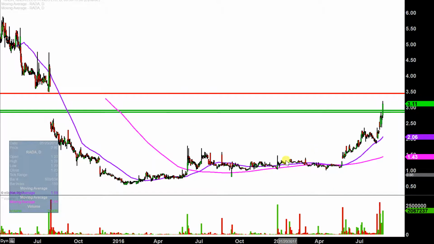So at the end of the day, though, big picture perspective, breaking levels of resistance are nice, but in my opinion, at least, top priority right now is just keep on building higher bases and building those higher lows, because as long as the price is putting in higher lows over time, the long-term chart will continue to take care of itself.